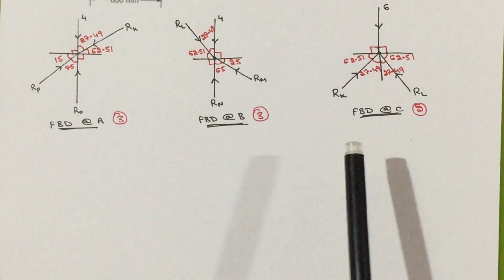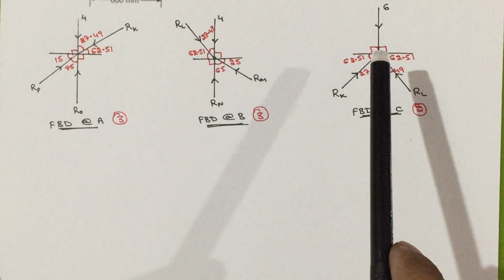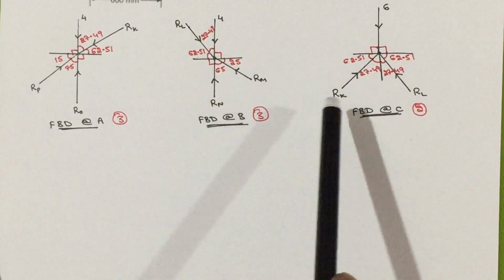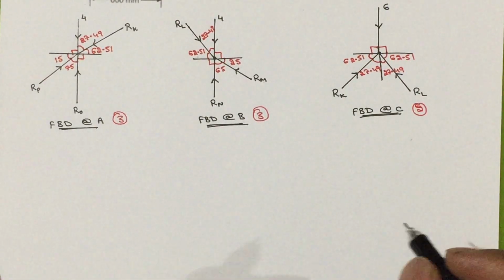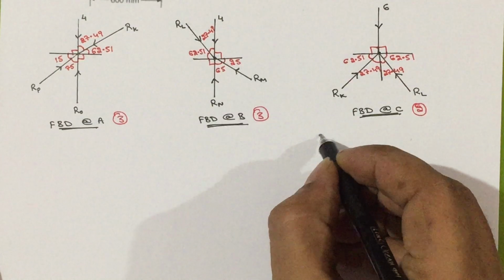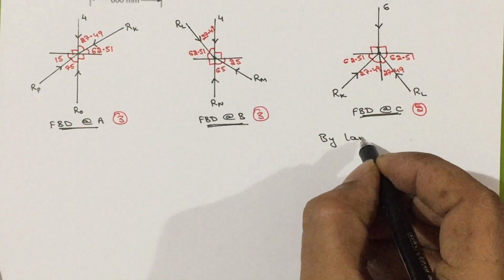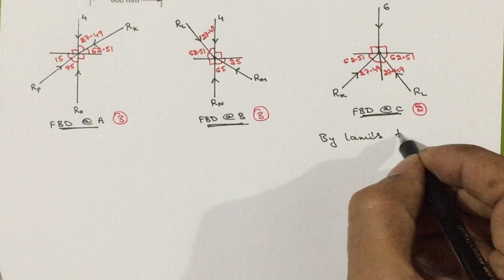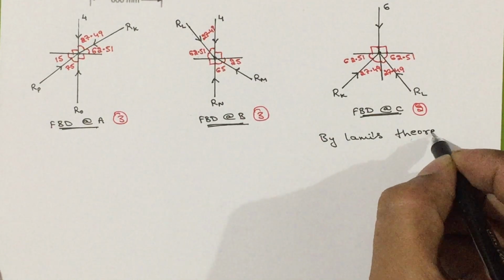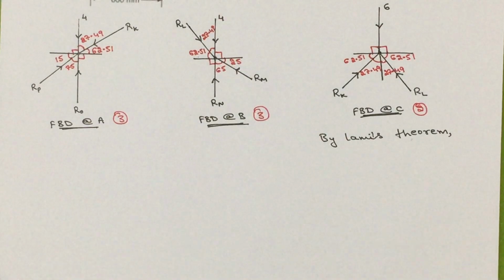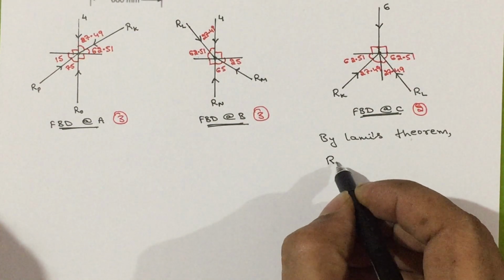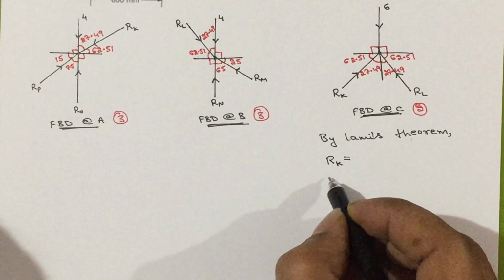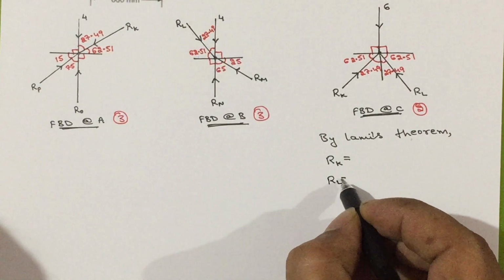Once you have selected, then choose the method. For that, count the number of forces: 1, 2, 3. Count the number of unknowns: 1, 2. So there are 3 forces and 2 unknowns. We can solve this problem by using Lami's theorem. So by Lami's theorem, solve this problem, and you are going to get the RK value as well as the RL value.